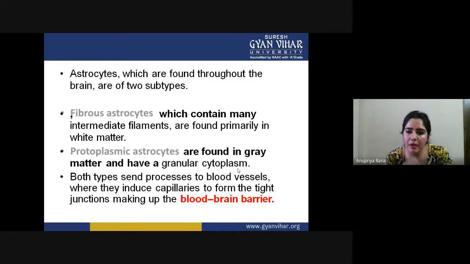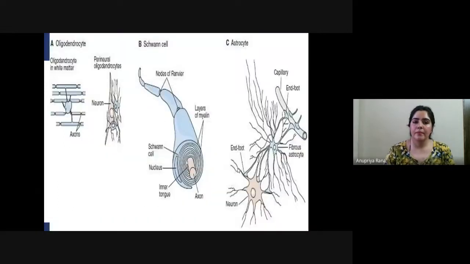So in the blood, they have to induce the capillaries to form the tight junction between the blood and the brain barrier. They need to balance it out: what and how much can be transferred from brain to blood. This whole contribution goes to the astrocytes.